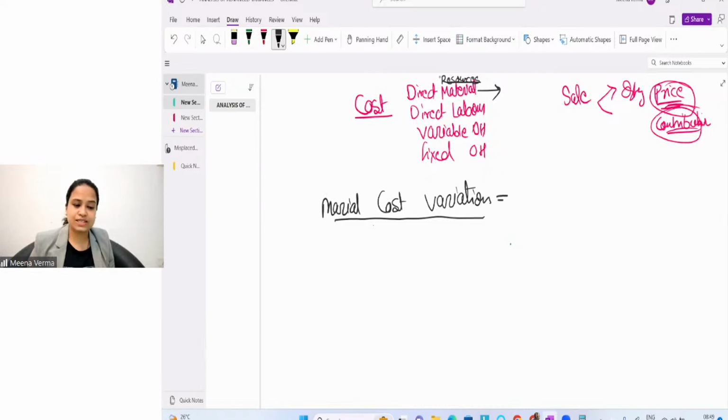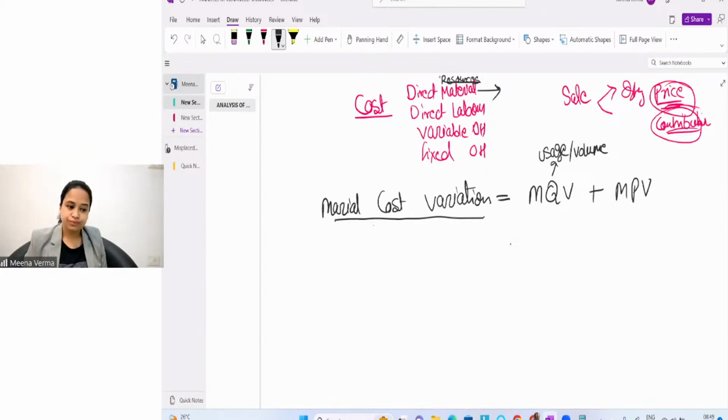So if you will see in material cost variation, we have material quantity variation and material price variation. Now, this quantity variation is also known as usage variation or volume variation. You will see in your book, somewhere they are using material quantity variation, somewhere material usage variance, somewhere material volume variation. In this way, they're using different terms for the material, right? All right. So material cost variation. Now what is the formula for all these things?